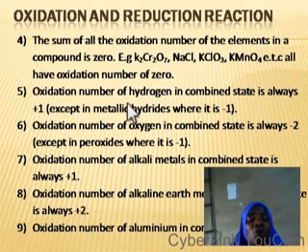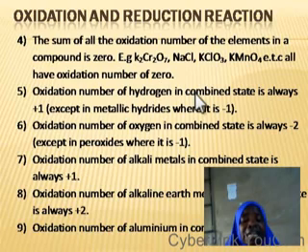Now rule number 5. Oxidation number of hydrogen in combined state is always +1, except when they are in combination with metals, that is metallic hydride. They carry -1. Number 6, oxidation number of oxygen in combined state is always -2, as we all know, because oxygen will accept 2 electrons, except in the peroxide where it is -1.